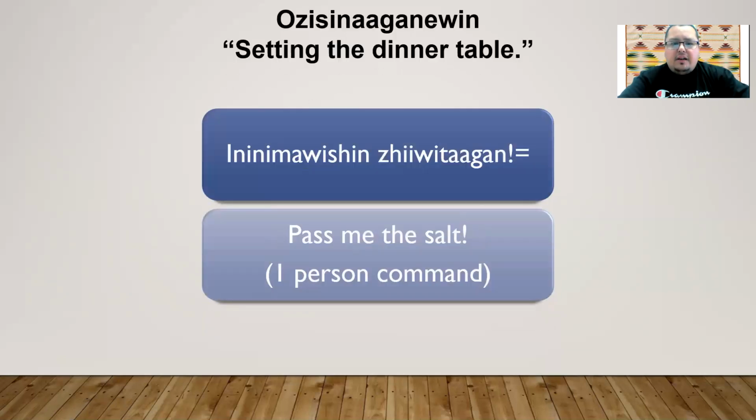And our last one, Inenamawishin jiwatagan. A favorite at the dinner table, you always hear people say this. Inenamawishin jiwatagan. Pass me the salt. Again, you can use daga in front of this. Daga inenamawishin jiwatagan. Please pass me the salt. At the dinner table, we always use our manners, and you can throw daga in there, like I said before. But Inenamawishin jiwatagan, pass me the salt.